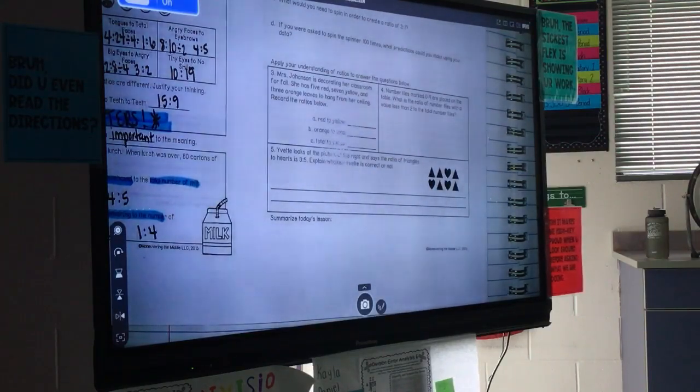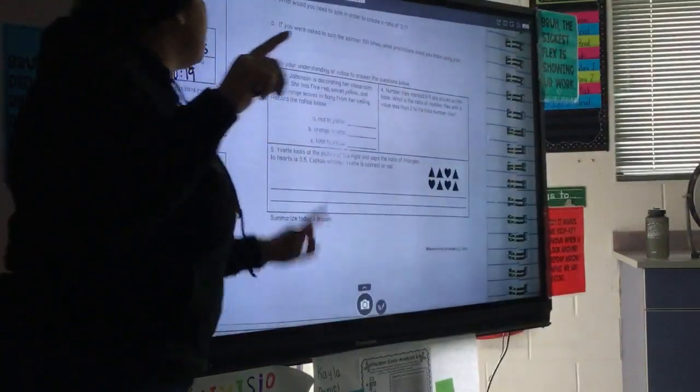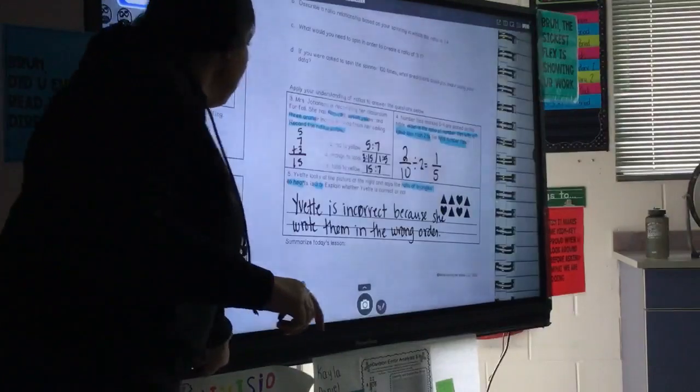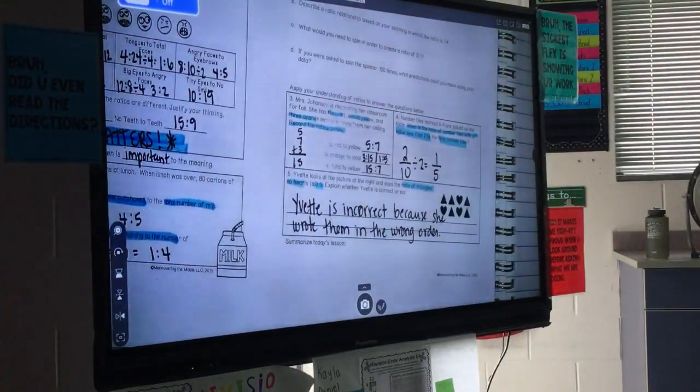All right, number 5. What do we have for number 5? Oakley. So it says that the ratio of triangles to hearts is 3 to 5. There are 3 hearts and there are 5 triangles. Yes, there are 3 hearts and 5 triangles. So the order is backwards. So please make sure you have this.